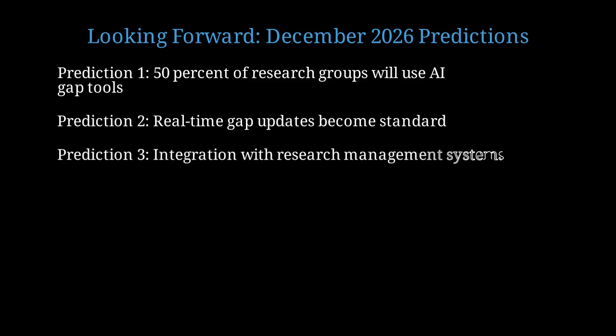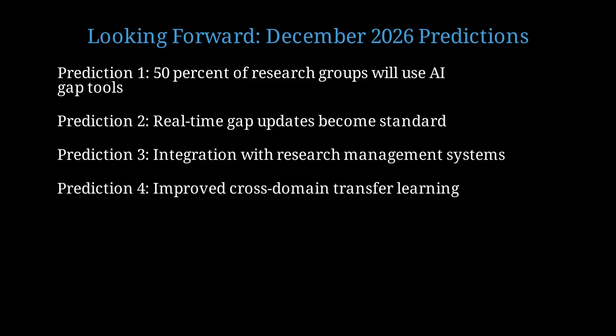Prediction 3. Gap analysis will be integrated directly into institutional research management systems and grant portals. Prediction 4. Major improvements in cross-domain transfer learning will make interdisciplinary gap identification much more accurate.